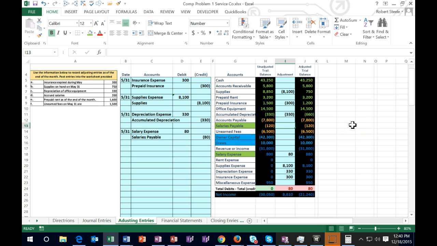So now we're over here on cell I-13 equals, and we will then point to the salaries payable, and that will make this credit balance go up in the credit direction to 200, which is what we determined that the accrued salaries should be. That's what we owe as of the cutoff date, the end of May in this case.